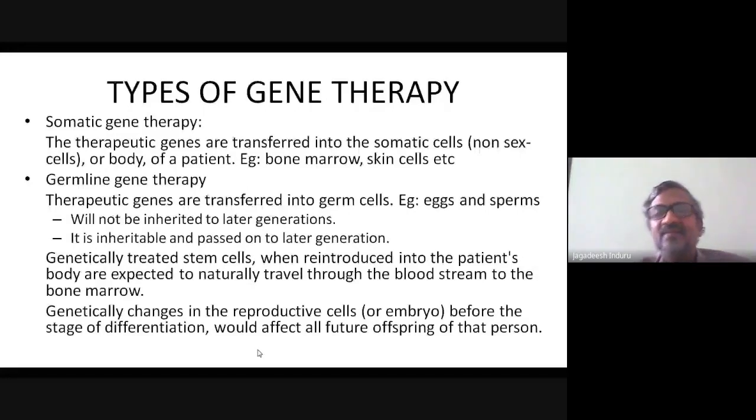But disease treatment, and doing such things in certain primitive animals for explorative research, if it is going to give better insights to the pharmaceutical and medical industry to treat diseases, it is good. Most of the time, genetically treated stem cells, when reintroduced into the patient's body, are expected to naturally travel through the bloodstream to the bone marrow. Genetic changes in the reproductive cell or embryo before the stage of differentiation, in fact a single zygote, would affect all the future offspring of that particular person. This is actually the logic.